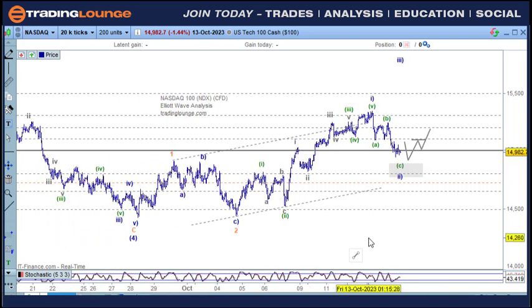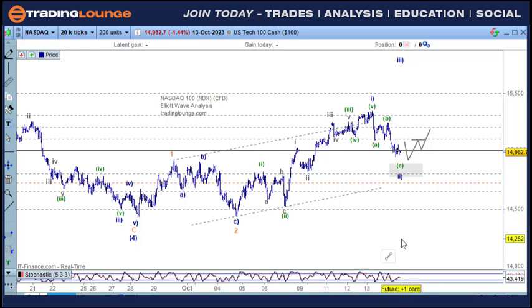So the other question is, of course, can we view this as a corrective ABC pattern to the upside here? Yeah, we could do that, but I don't want to turn bearish unless I've got a really good reason to do that, and I don't really have that. I don't have a clear 5 waves down here as such, so I'm going to stay where I am.